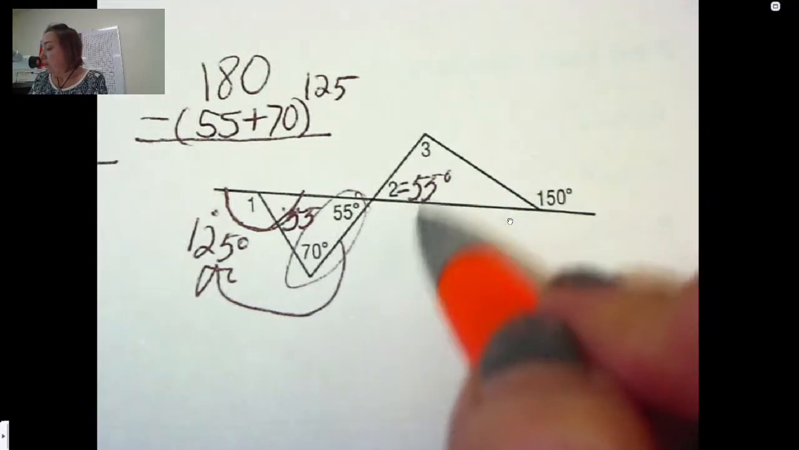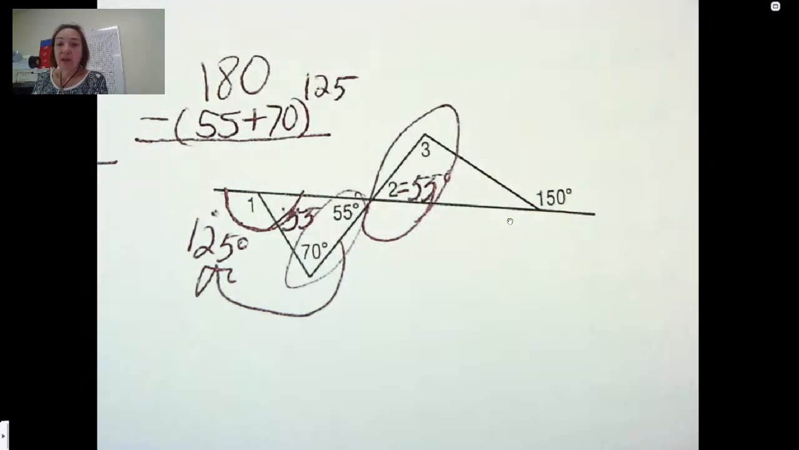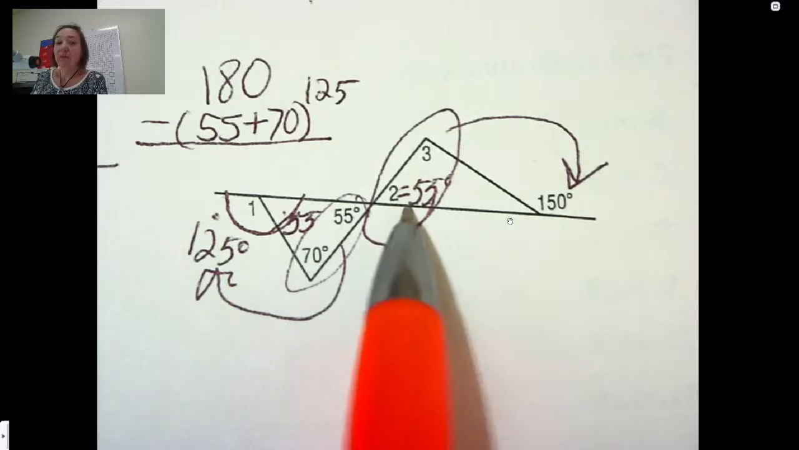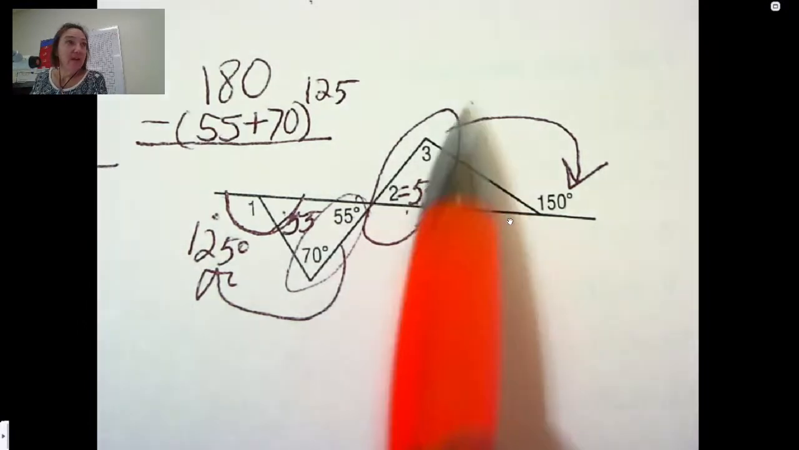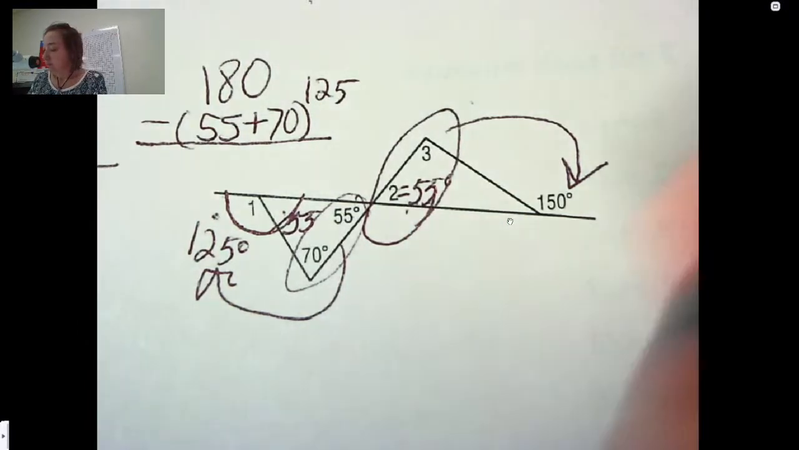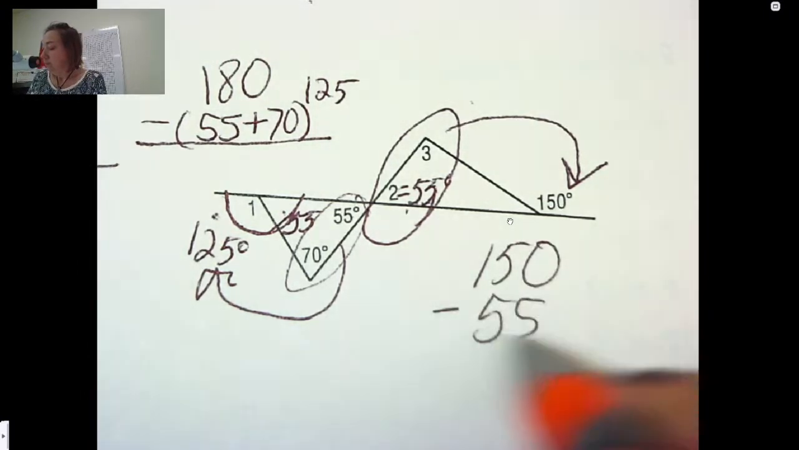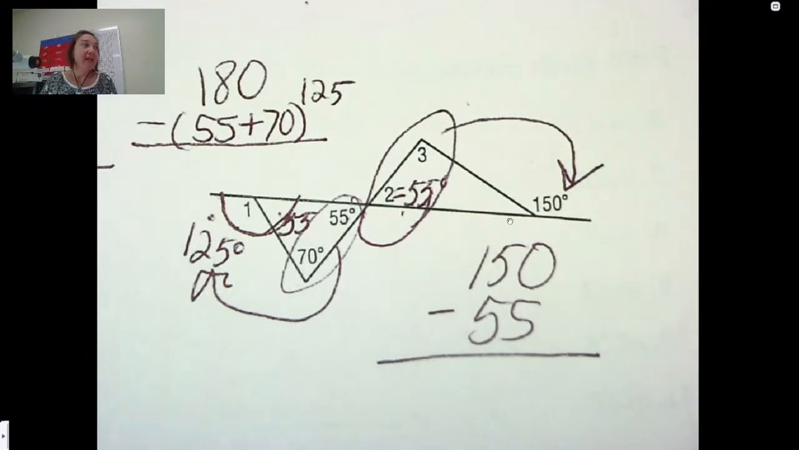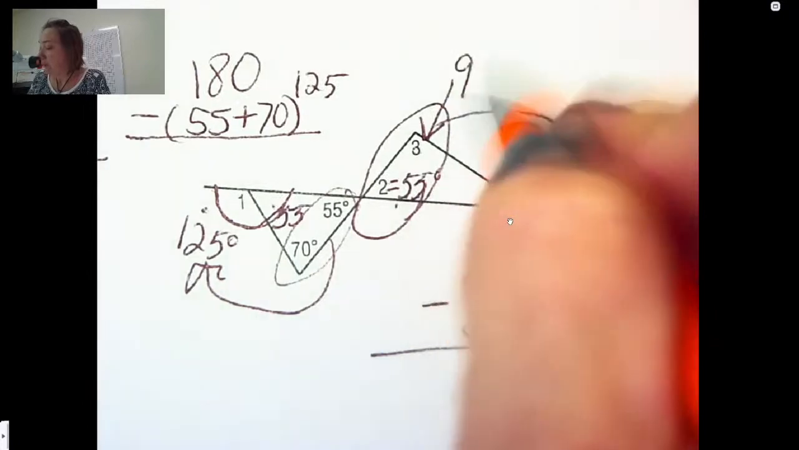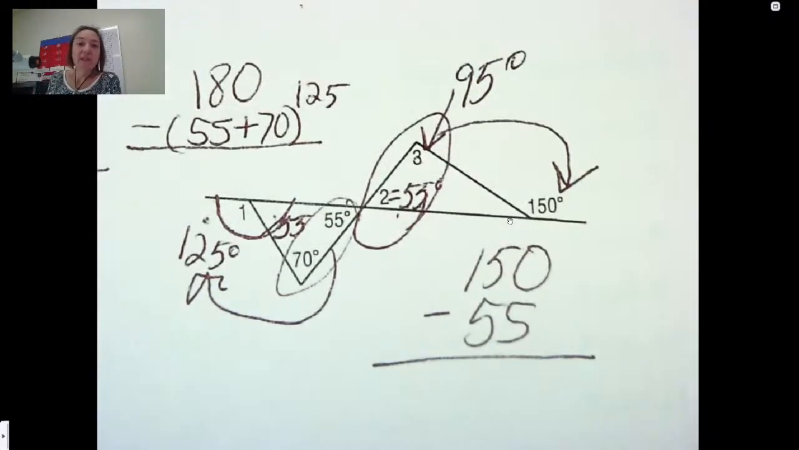So we know that these two right here have to add up to 150. We know one of them. How do we find the other one? 150 minus 55 will give us this one we're missing right there. What is 150 minus 55? 95. So that angle 3 right there is 95 degrees. Y'all see how easy that is?